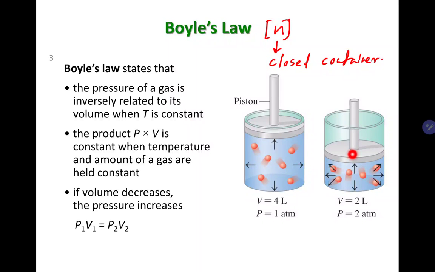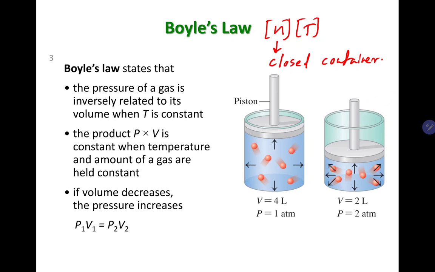So the other thing that is constant in Boyle's law is the temperature. Okay, so in Boyle's law, we are also going to keep temperature as a constant. So basically, that means we are doing this experiment, let's say, at room temperature or in a fixed temperature situation.